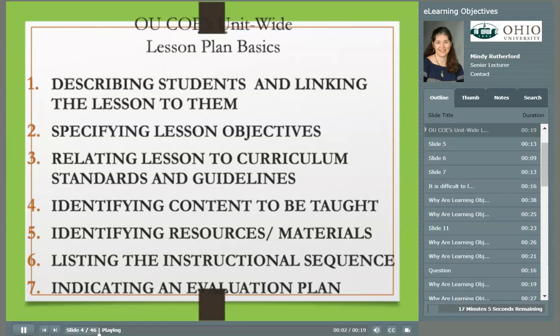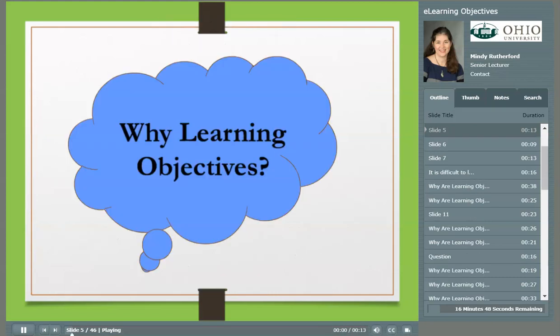Not for notes, but one of the key aspects of instructional planning is writing a lesson plan. These are the basic components of a lesson plan as prescribed by OU's Patton College of Education. So I just wanted you to take a moment and look at them. Our focus today will only be on one aspect of the lesson plan, and that is learning objectives.